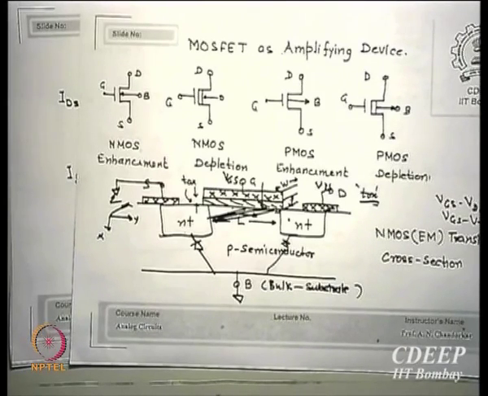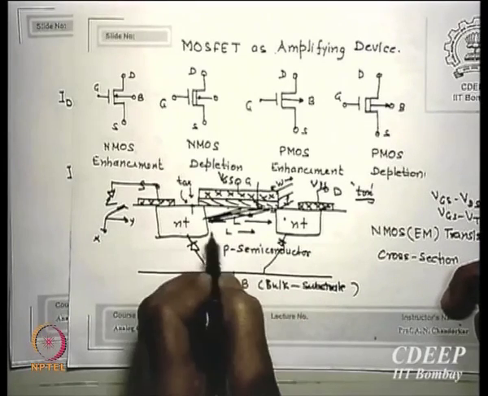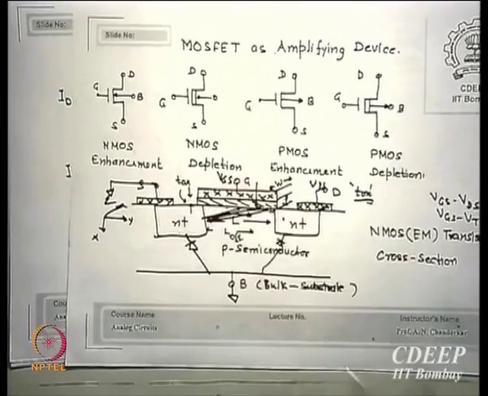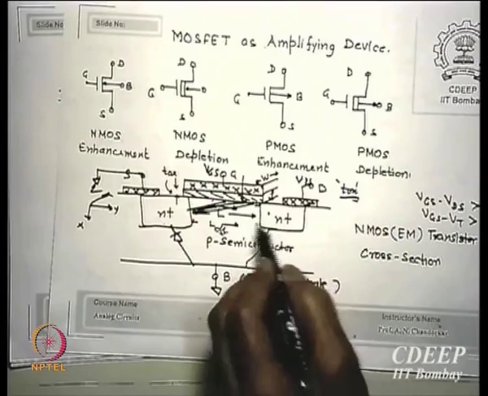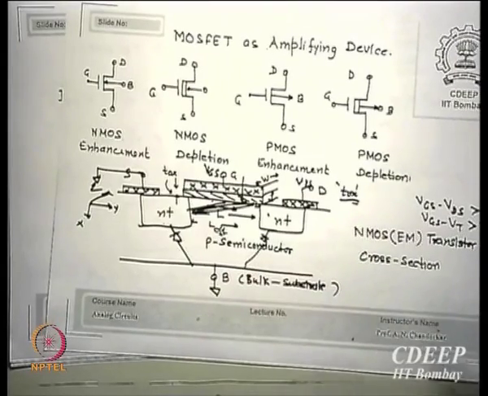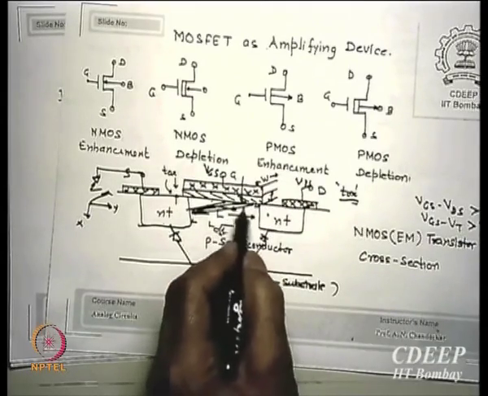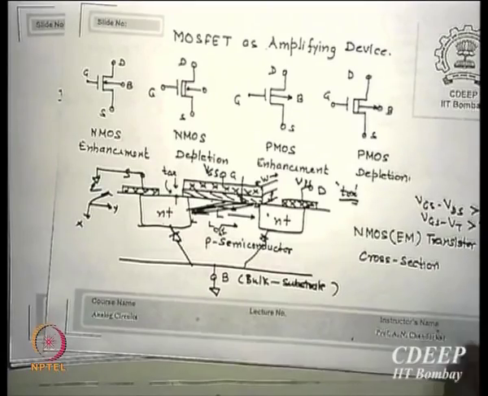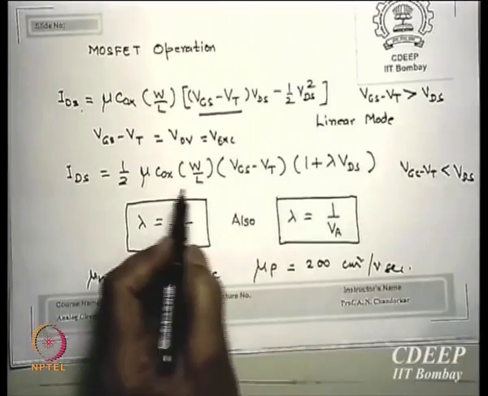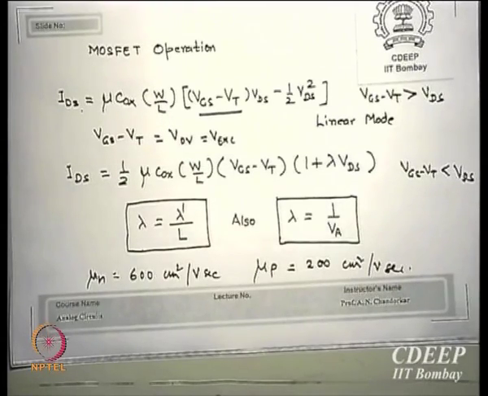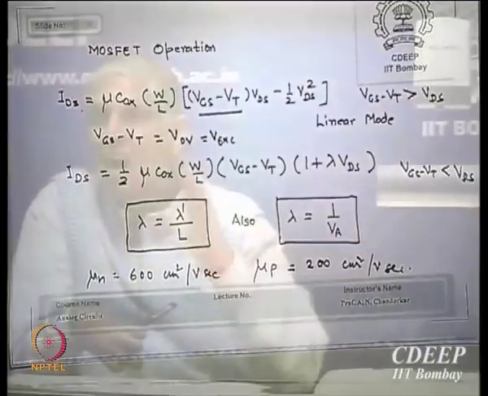and the pinch off point will start shifting towards the source as VDS starts increasing. Is that correct? That means the effective channel length is not L, but L minus the depletion layer, which is a function of the doping and the bias. How much VDS is will decide the depletion. The larger the VDS, the larger the depletion layer and the smaller the L effective. If you see this expression, if L becomes L effective and smaller, then what does that mean? IDS will increase or decrease?